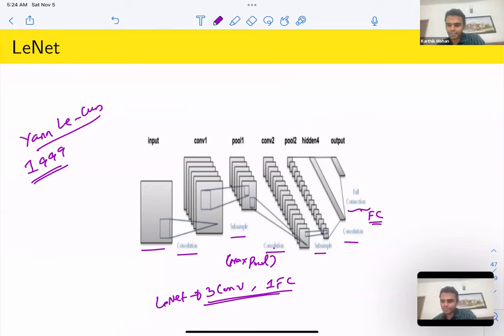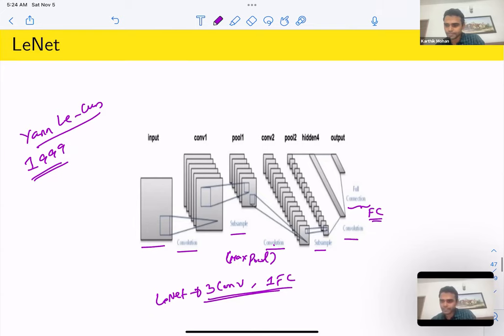So I don't know what the result is on the ILSVRC challenge for LeNet, but it wouldn't be impressive for sure because it's not a deep network. But the idea of using convolutions, max pooling, everything started here with LeNet.